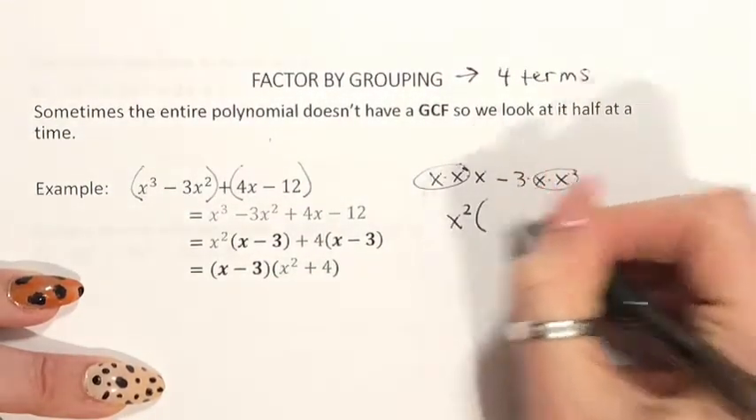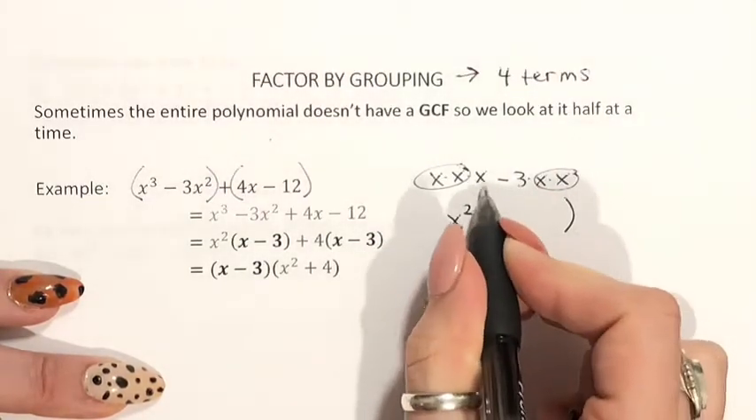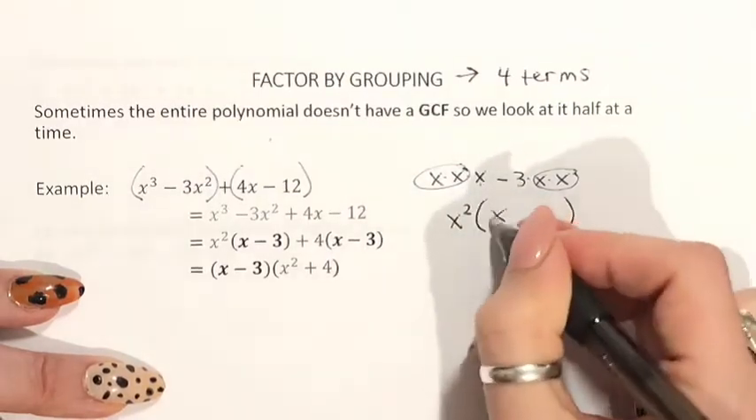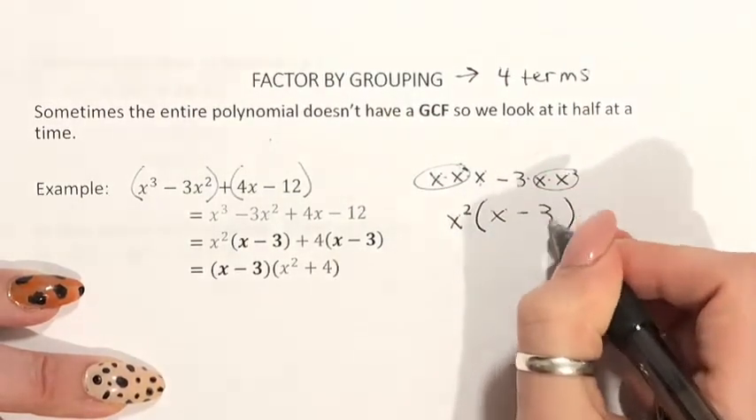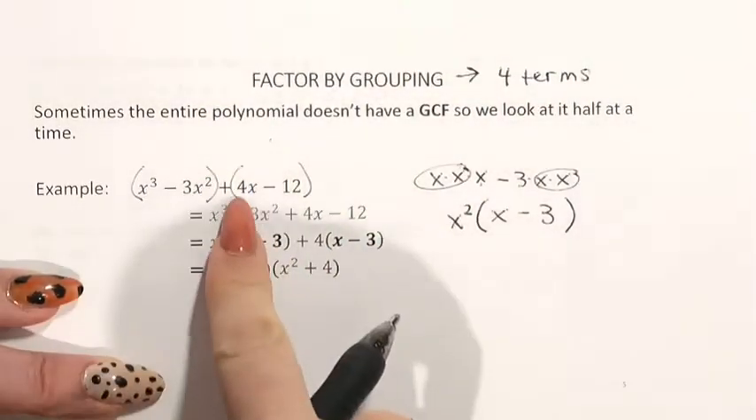So that means x squared is going to be my greatest common factor. So if I factor it out, the greatest common factor is going to go in the front, and the remaining parts are going to go on the inside. So this one had an x left over, and this one had a minus 3 left over. And then we just repeat that process with the second group.